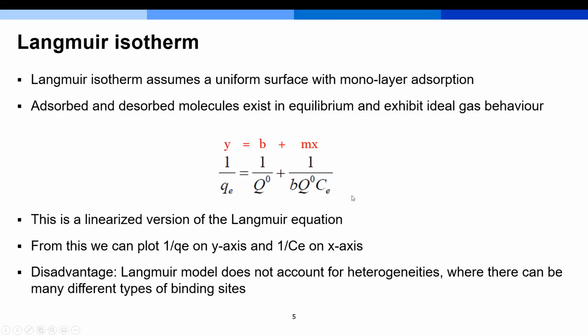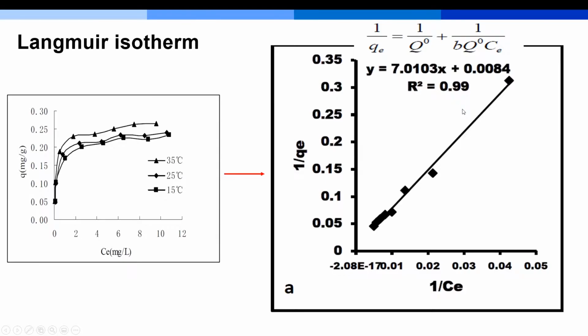So a disadvantage of using this Langmuir model is that it doesn't account for any heterogeneities. So basically where there can be different types or many different types of binding sites, it just kind of assumes a uniform surface. So now we have something from the adsorption isotherm, and we're plotting our Langmuir isotherm that looks like this. So we have a linearized version of our equation up at the top. And this is what one of these adsorption curves would look like when you're just taking the inverse of QE and of CE and plotting it out.